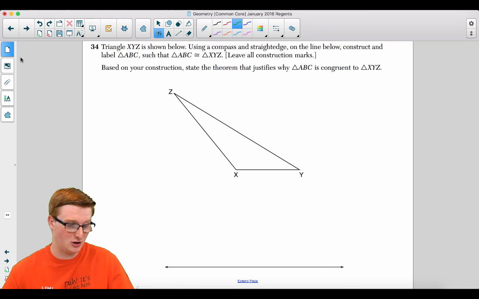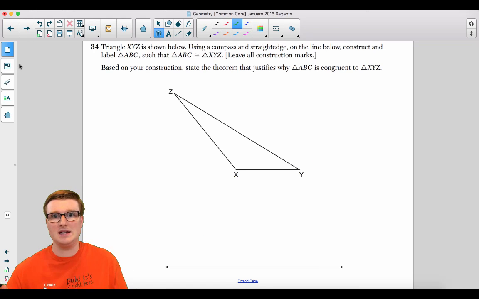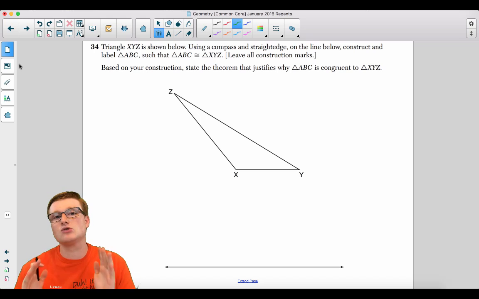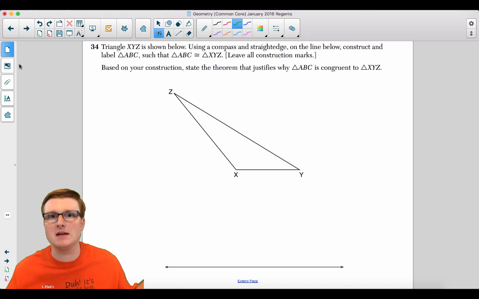All right, moving on to question 34. Before I begin this construction, understand right after I do this construction, there is an actual hands-on construction with me actually using my hands and not using my computer. So if you want to skip to that, by all means you can, or if you want to watch both, by all means. Triangle XYZ is shown below.